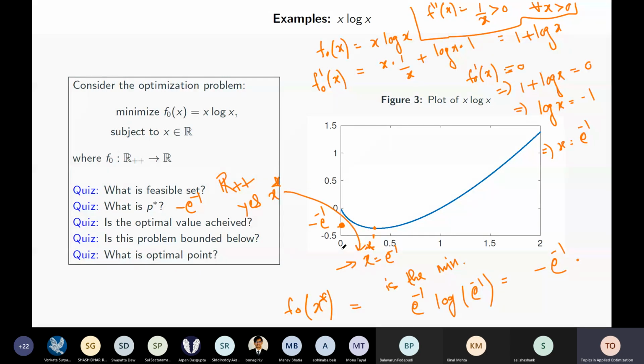Is this problem bounded below? Obviously it's bounded below, because we have found a valid minimum value anyway. The moment you find a p star, valid in the sense of being greater than minus infinity, then it's bounded below. And what is the optimum point? We have found the optimum point, which is e to the minus 1.